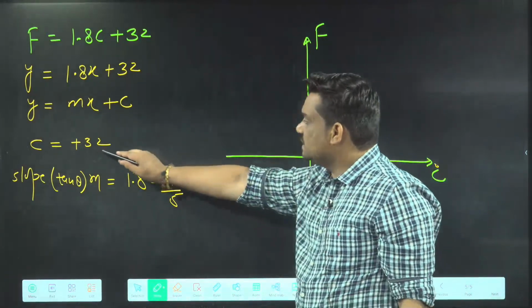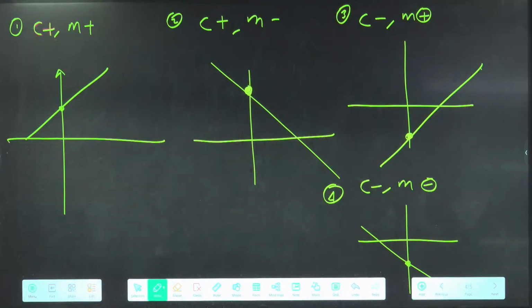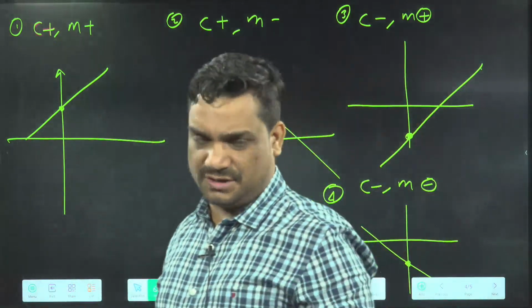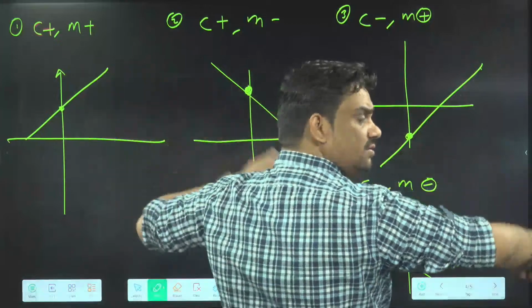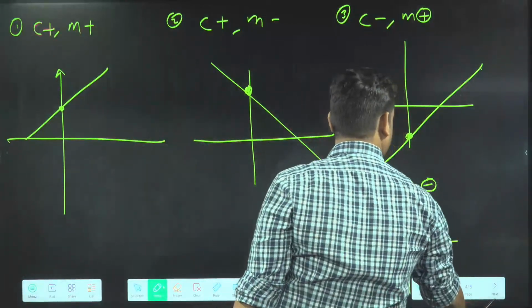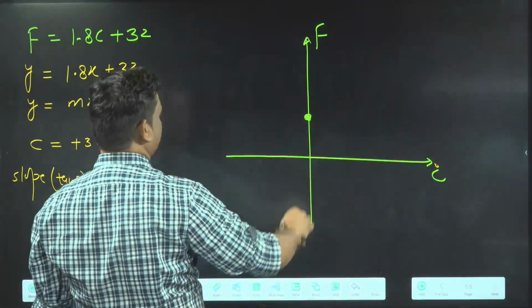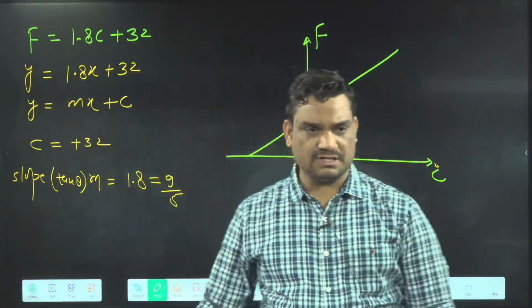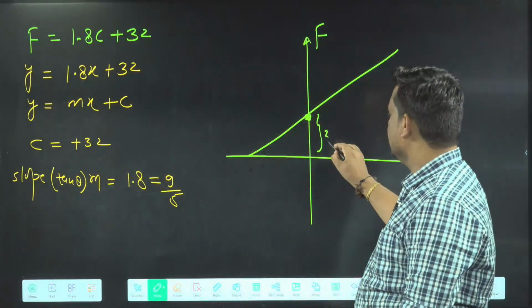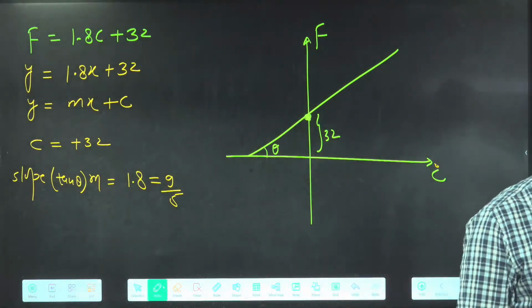So what can we say? C positive means, as I said in the last slide, move upside. C positive is upside, C negative is downside. C positive up, C negative down. M positive this way, M negative this way. So now here, C is positive, so upside, and the slope is also positive, so my graph will be like this. This is the correct answer for the graph. And this value here is 32. If they ask what is tan theta, you know tan theta is 9 by 5.